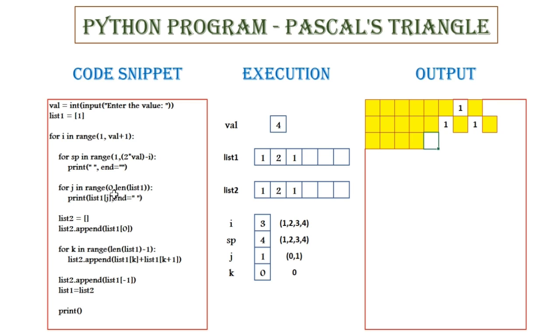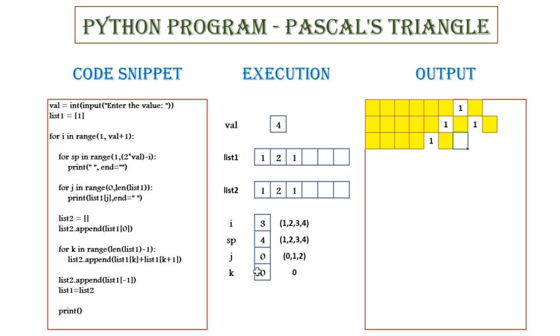For j in range of 0, len of list 1. List 1 length is now 3. So it is 0 to 3, meaning 0 to 2. 0, 1 and 2. And the value of j initially is going to be 0 now. Print list 1 of j, which is list 1 of 0. List 1 of 0 is 1. So I'm going to first print 1 here, followed by a blank space.